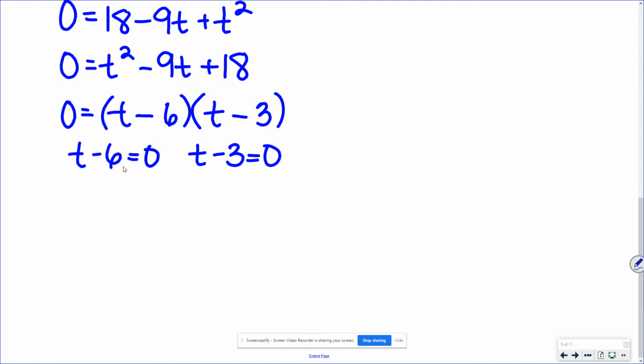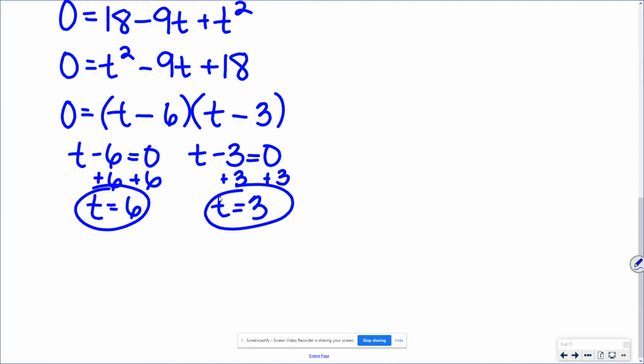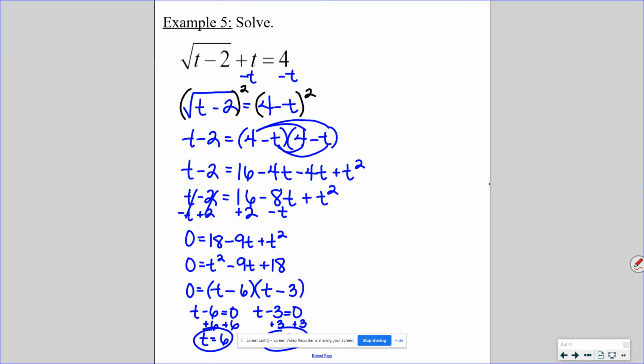So t minus 6 equals 0. We're going to add and get that t is equal to 6. That's one answer. And then the other answer looks like it's going to be positive 3. Okay, reminder that these answers may or may not actually work when we go back and check. So we have to do the checking step of plugging in 6 and plugging in 3 back into the original equation to see if they actually work.